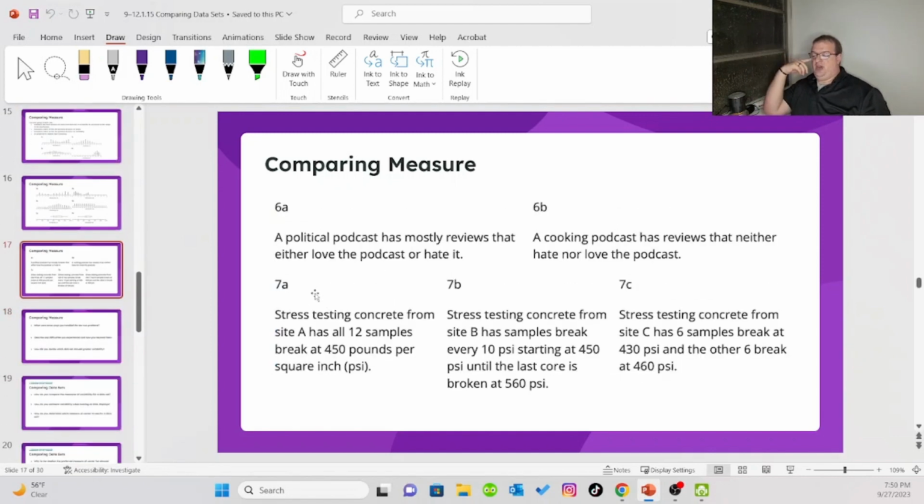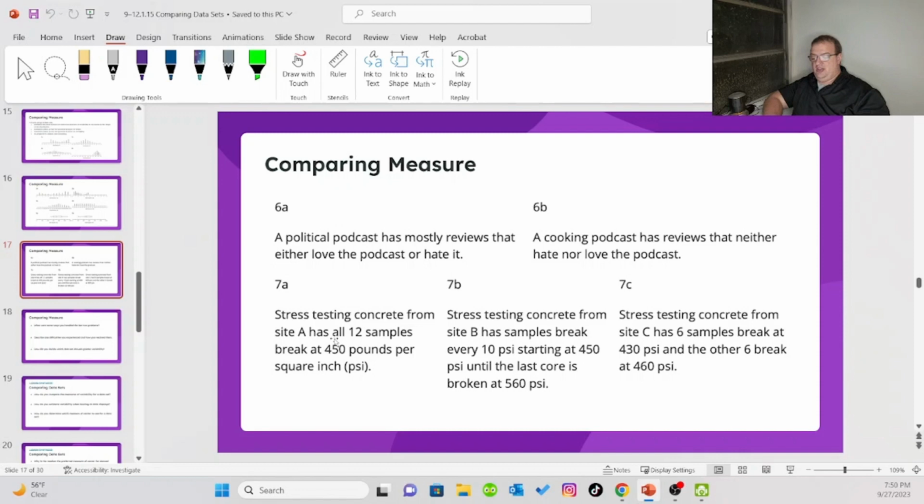And then finally we have 7A, 7B, and 7C. 7A is a stress testing of concrete. 12 samples, they all break at 450 pounds per square inch. So this is that dot plot where every single result is stacked right on top of the other. So it's symmetrical, so we're going to use mean and standard deviation. And it's not going to have any variation because every dot is on top of each other.